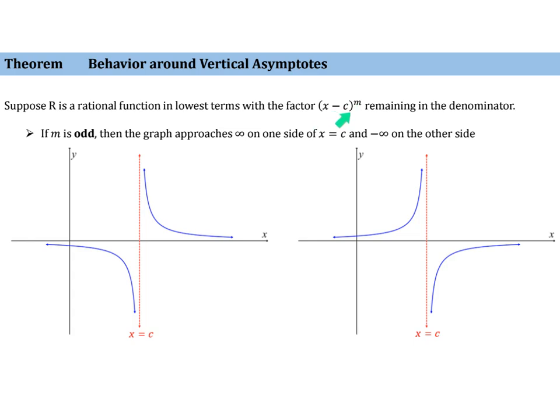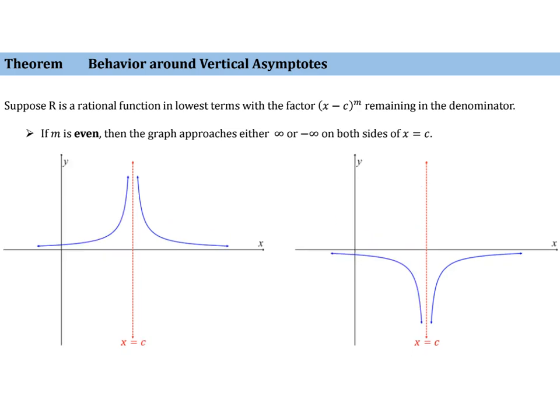So if x minus c corresponds to a vertical asymptote, and the exponent on that is odd, then on either side of our asymptote, our graph does the opposite thing. So either we are decreasing toward negative infinity and increasing toward positive infinity on the other side, or we're increasing to infinity on one side and decreasing to negative infinity on the other. So the key thing is that an odd exponent will yield opposite behavior on either side of our vertical asymptote.